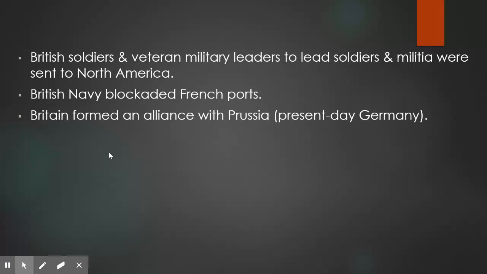The British Navy is the most powerful navy in the world at this point. They're going to blockade French ports. That means they're not going to allow any ships in and out of different French ports. So that's going to mean no supplies can get into France and its colonies, no military assistance, right? And then finally, Britain's going to form an alliance with what is now Germany, what was called Prussia back then.